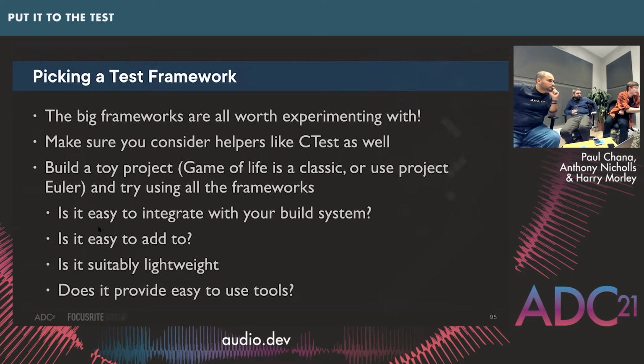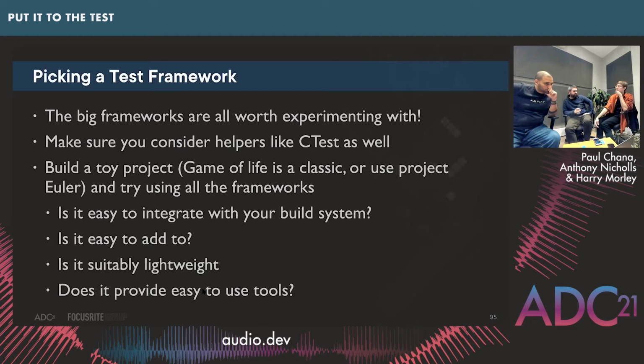It's cool. I guess these are the four questions. Is it easy to integrate with your build system? Is it easy to add a new test? Are you going to want to add a new test, is it straightforward? Is it suitably lightweight? And what we mean by that is, do you have to wade through all this setup, like making sure things are included, or can you just do one thing and you're set up and ready to go? We've definitely found that Catch is so easy to just bring in and start using straight away. And does it provide easy to use tools?